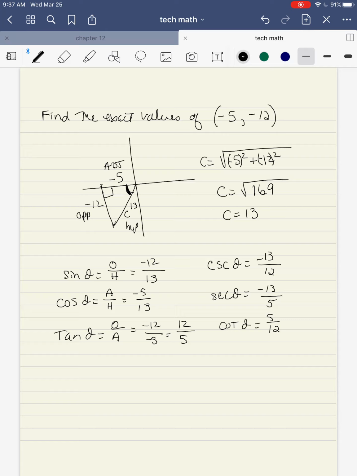Tangent is opposite over adjacent, so it's -12 over -5. And again, when you have two negatives in division, it's positive, so that's positive 12 over 5. For the cosecant, I just flip it around, so that becomes -13 over 12. It doesn't matter where you put the negative sign. I usually like to leave it on the numerator. That's why I kept it there. Secant is going to be -13 over 5. And cotangent is 5 over 12.